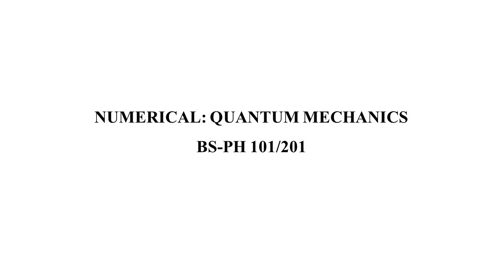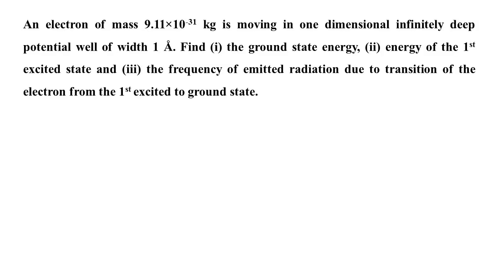Today we are going to discuss some numerical problems on quantum mechanics. The question is given: an electron of mass 9.11 × 10^-31 kg is moving in a one-dimensional infinitely deep potential well of width 1 angstrom. Find the ground state energy, the energy of the first excited state, and the frequency of emitted radiation due to transition of the electron from the first excited state to the ground state.